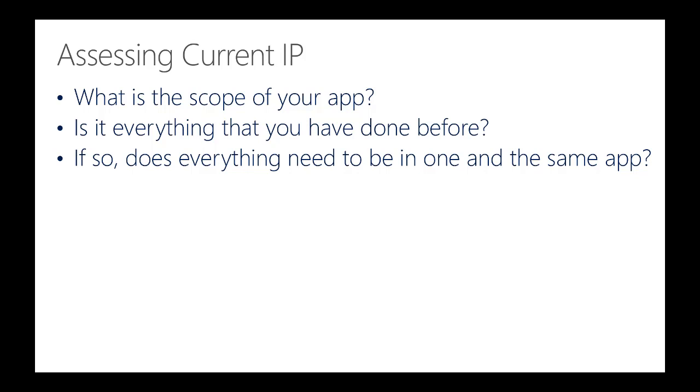Is it everything that you have done before? And if so, does everything need to be in one and the same app? We talk to a lot of ISV partners that have large products, with large feature sets, that are very complex because the industry in which they operate is very complex. And they ask us, do we create one app, or do we have a layer of dependencies between, say, a base app that provides some initial, very superficial functionality in that particular industry, and then provide additional apps on top of that base app for which you need some help?